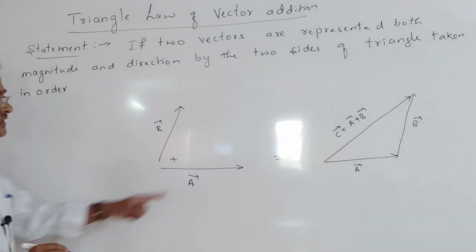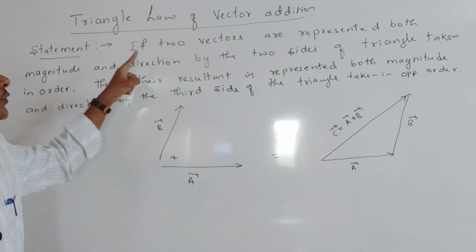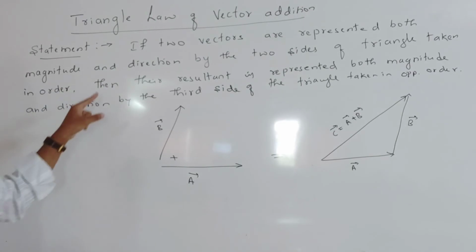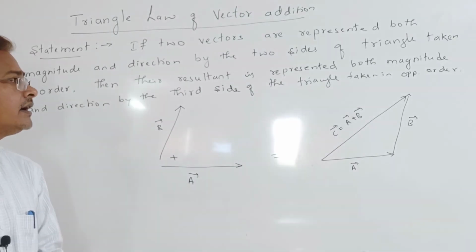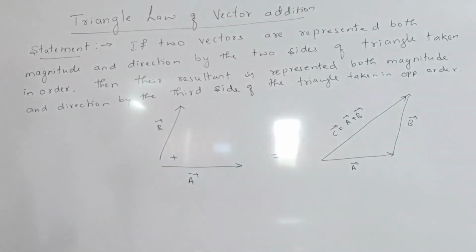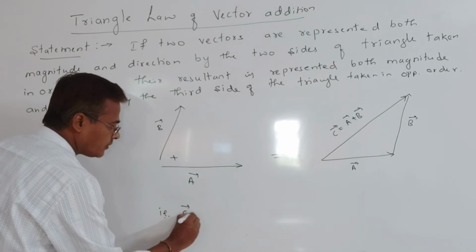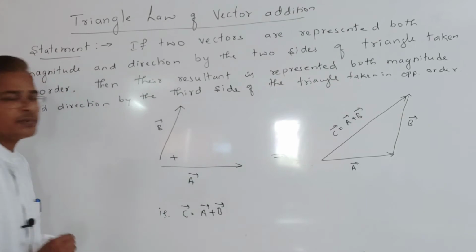Taken in order means what? Same direction. So if two vectors are represented both in magnitude and direction by the two sides of a triangle taken in order, then the resultant is represented both in magnitude and direction by the third side of the triangle taken in the opposite order. So that is the resultant vector, C vector equal to A vector plus B vector.